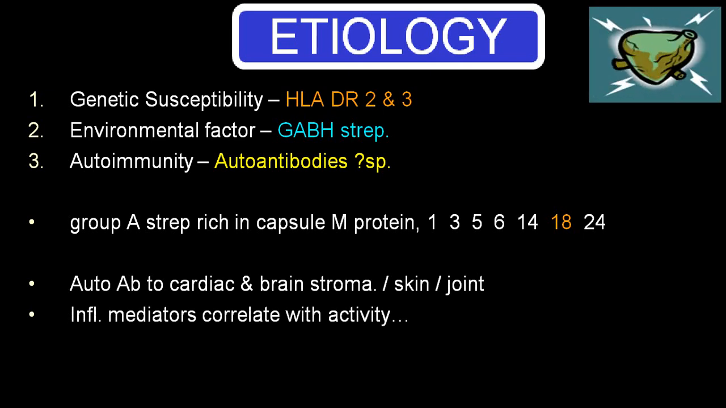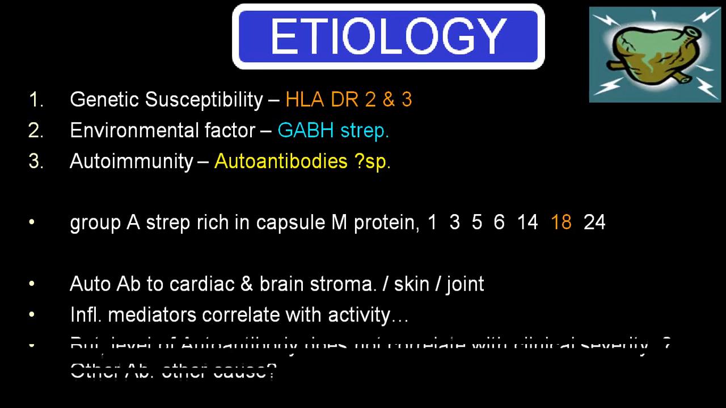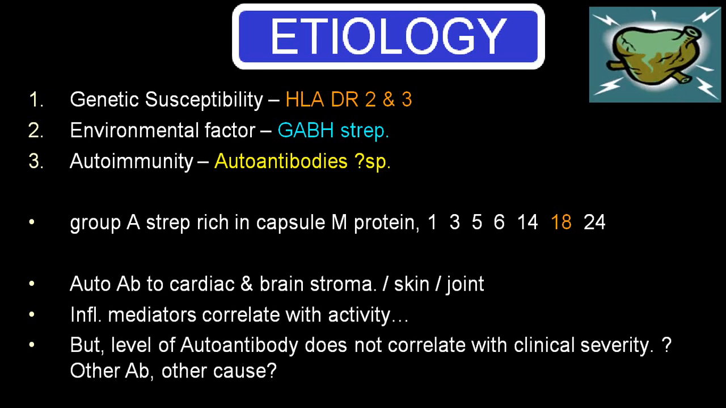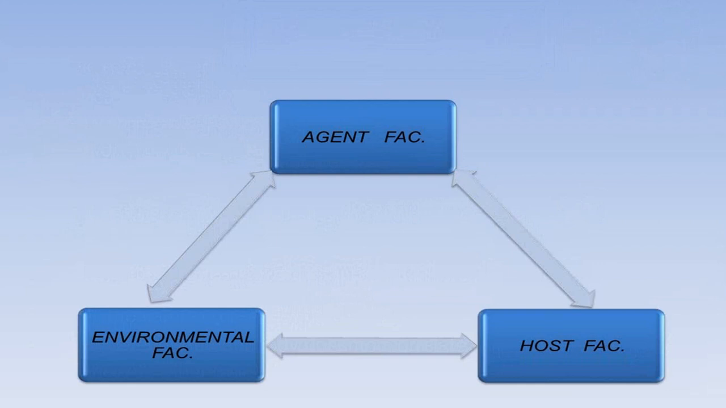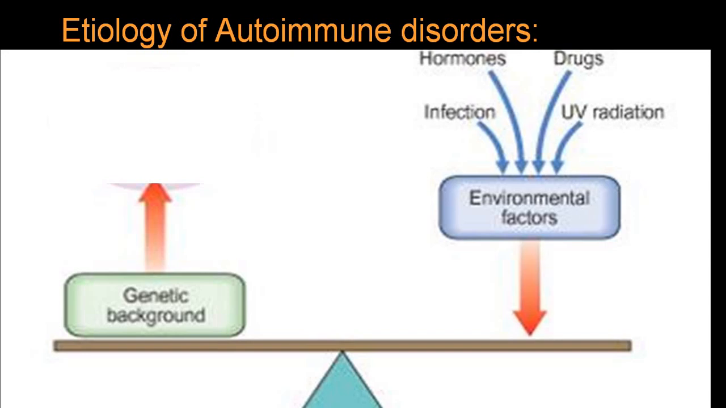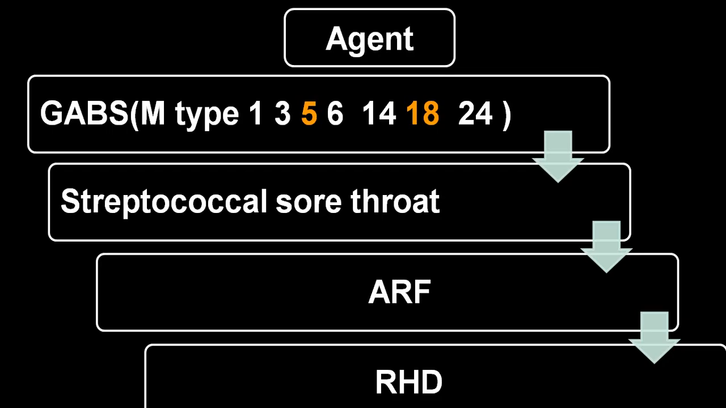Because of the autoimmune mechanism, there will be release of inflammatory mediators, and this will result in involvement of the skin, joints, brain and cardiac structures. So there are three factors which are responsible: host factors, agent factors and environmental factors. Among environmental factors, infection by group A beta hemolyticus streptococcus. There may be drugs responsible or hormones responsible or ultraviolet radiation. There are genetic backgrounds like autoimmune response.